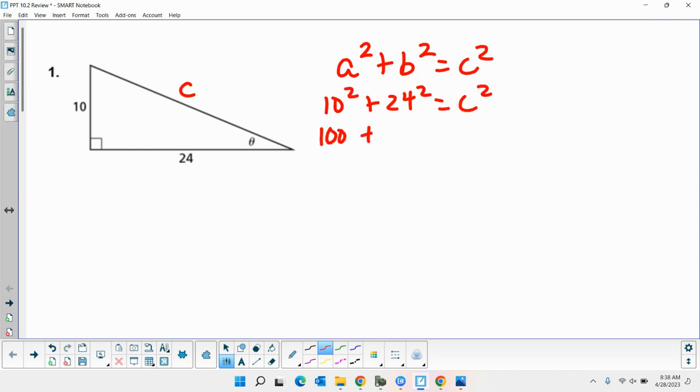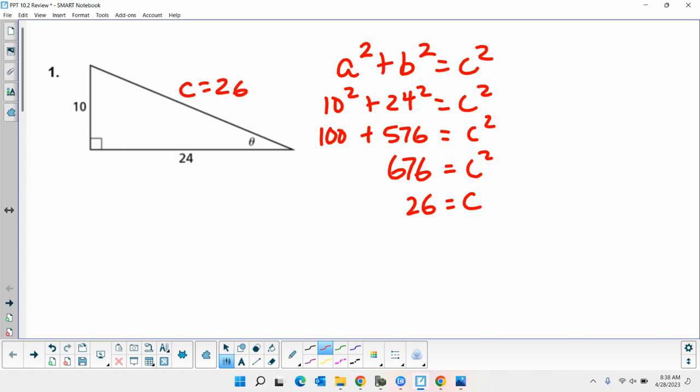100 plus, what is that, 576? Which is 676. What do I do now? Square root, which is 26, right? Everybody got that, I think. And some of you stopped. I have to find the 6 trig functions. That's what this is. Trigonometry.